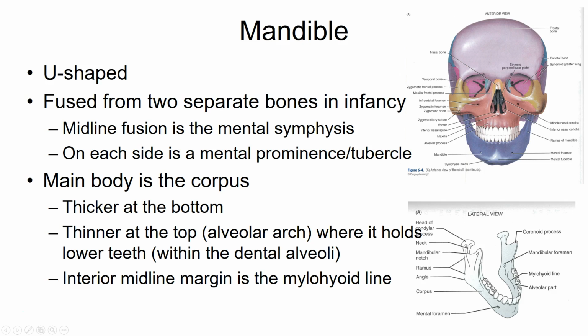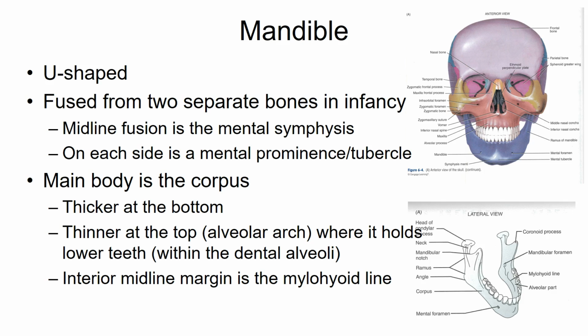The mandible is U-shaped. It's fused from two separate bones in infancy. The midline fusion is referred to as the mental symphysis. On each side of the mental symphysis, there is a prominence or tubercle. Depending on the shape of the particular person's jaw, they may be more or less prominent. The main body of the mandible is referred to as the corpus. It is thicker at the bottom and thinner at the top in what's called the alveolar arch, where it holds the lower teeth within spaces called the dental alveoli.